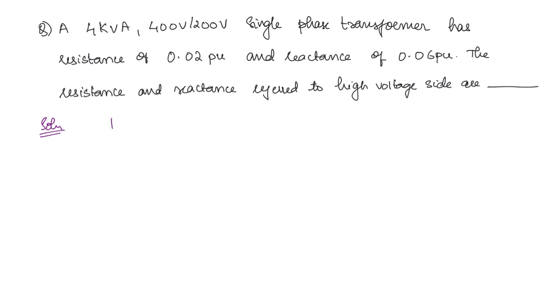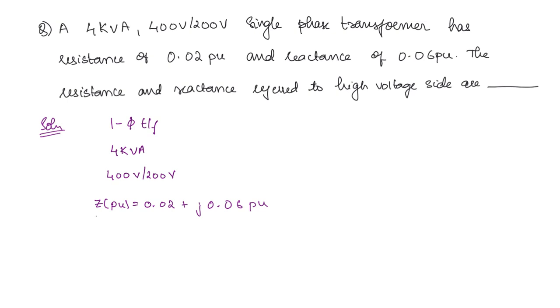So it is a single phase transformer, and the rating is 4 kVA, the voltage on the primary is 400 and on the secondary the voltage is 200, okay, and the impedance in per unit is given. This is 0.02 plus j 0.06 per unit. Now what is it that we want? We want the resistance and reactance referred to the high voltage side, okay.